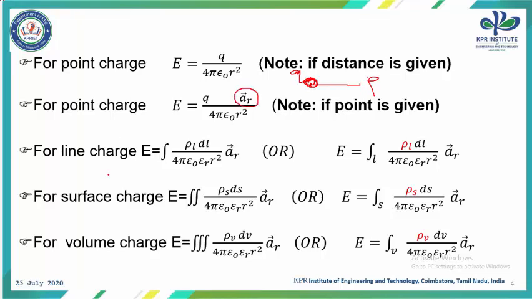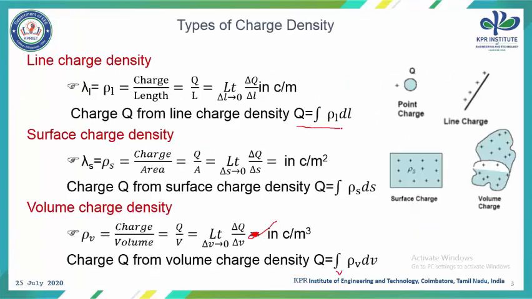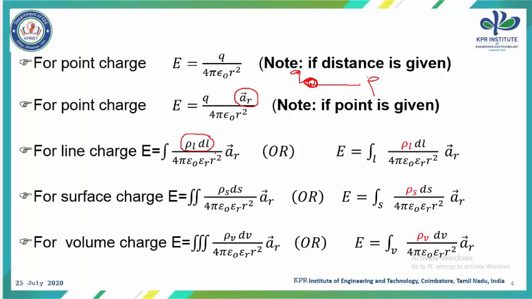For line charge, E equal to integral rho L into dl divided by 4 pi epsilon naught into epsilon R into R squared into AR vector. Just look here, what is the difference you are observing here and here? The only thing is, instead of the Q value, we are using that rho L into dl value. Just recall the previous slide. This is the Q value. Q is equal to rho L into dl. So we are going to substitute that value here.